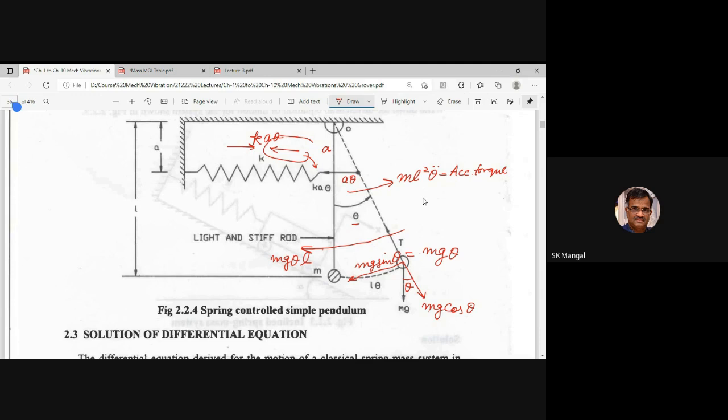Now in this one, again you will be having some restoring torque because of the spring force. And for this case, the restoring torque is given by K a theta into a, about the point O. I am finding everything about the point O, whether it is the pendulum mass or the spring force.